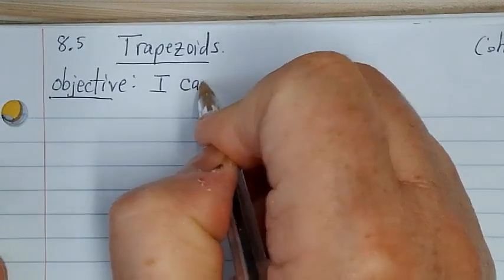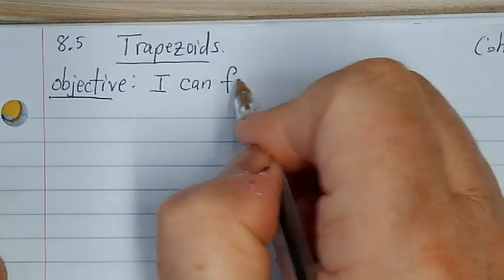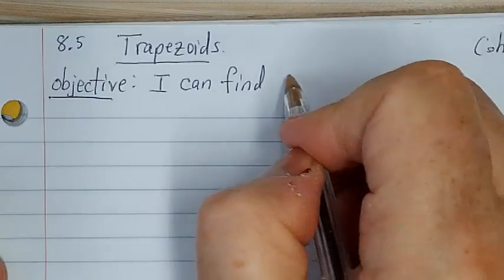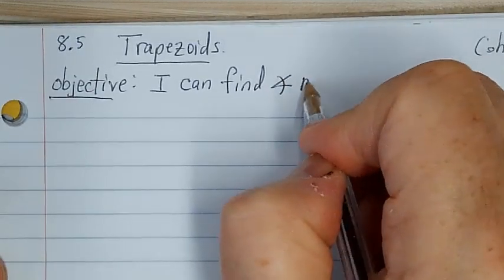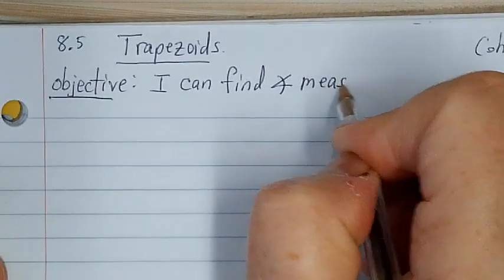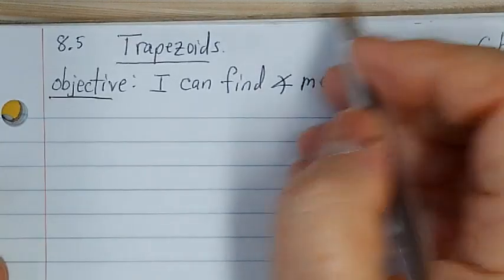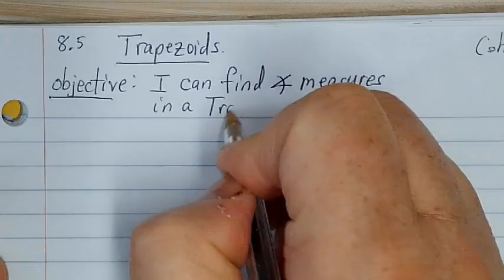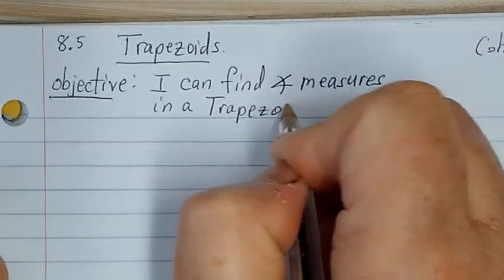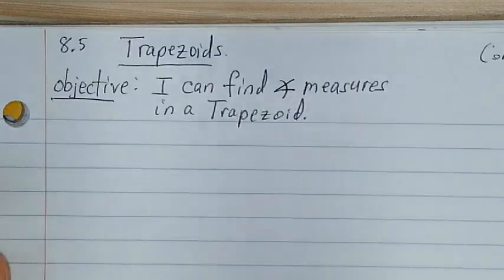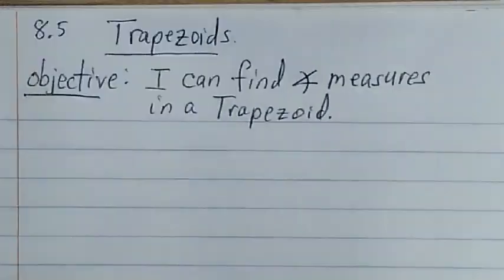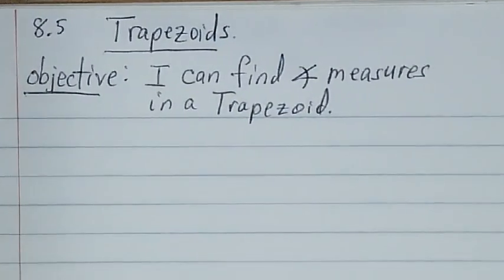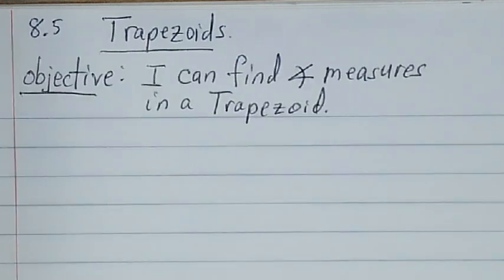I can find angle measures in a trapezoid. Make sure you copy this, please. I could find angle measures in a trapezoid.